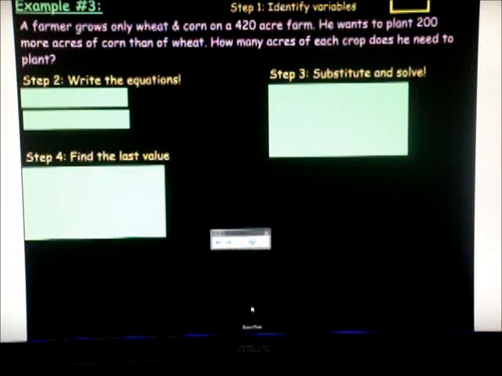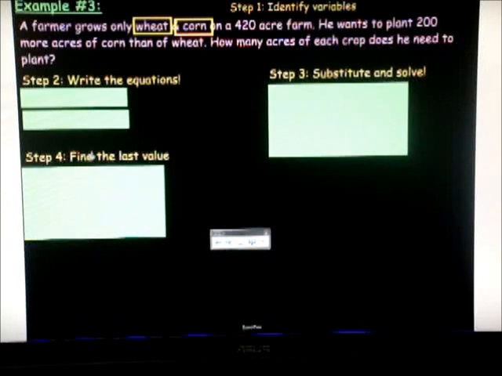For the next problem, it's kind of similar, and it deals a little bit more with geometry. It says that a farmer grows only wheat and corn on a 420-acre farm. He wants to plant 200 more acres of corn than of wheat. How many acres of each crop does he need to plant? Step 1, variables. The question asks about how many acres of each crop, so it's got to be wheat and corn.